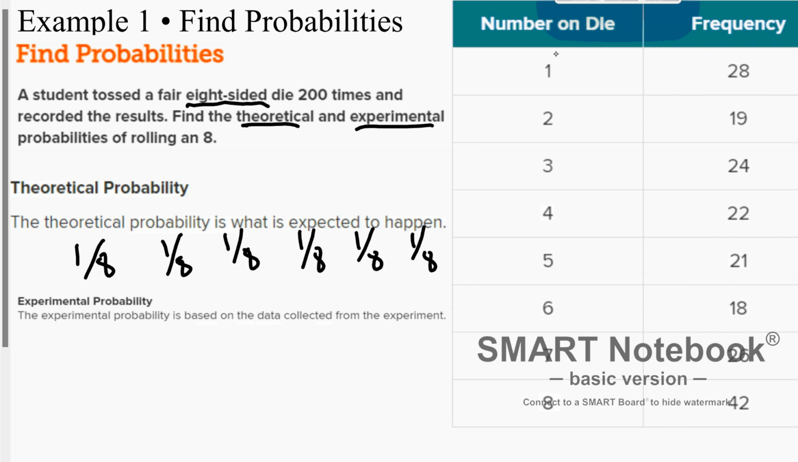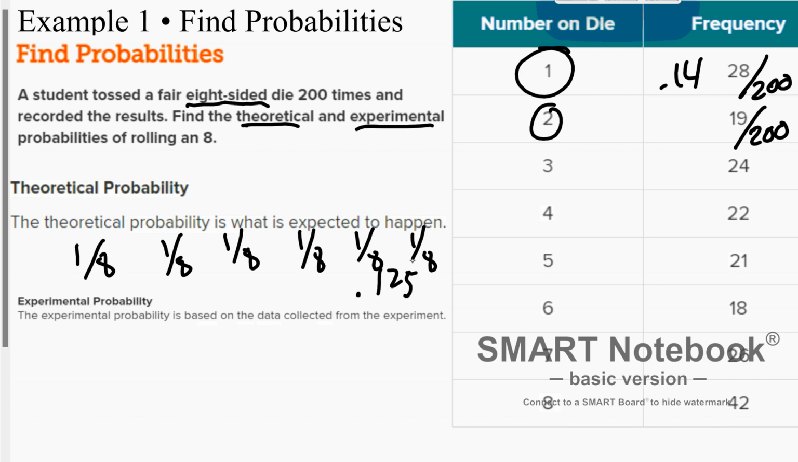Well, what actually happened? When I did it 200 times, I rolled a 1 28 out of 200 times, a 2 19 out of 200 times. So is that really 1/8? So it's 28 divided by 200. Is that actually 1/8? No, that's actually not 1/8. That's about 0.14, when 1/8 is 0.125, right? So this would be experimental. This one is experimental probability because I actually did the flipping of the coin. So that's the basic idea of how to tell the difference between theoretical and experimental.